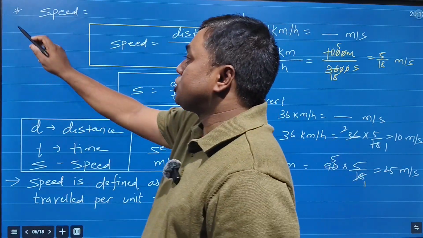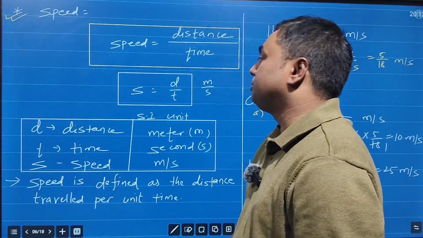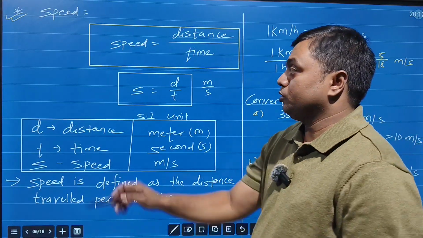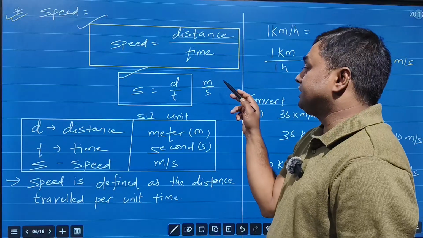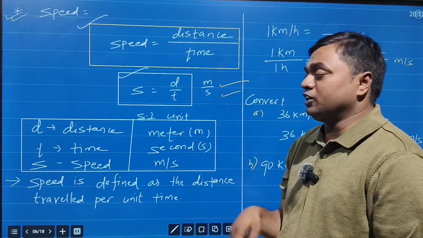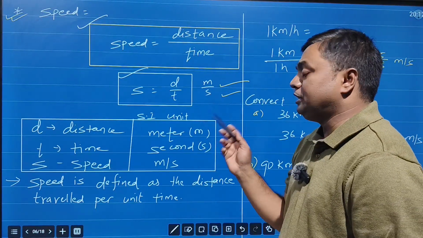Now, what do you mean by speed? Speed is nothing but distance travelled per unit time. Distance by time is speed: S = D/T. The SI unit of distance is meter and time is second, so the SI unit of speed is meter per second.